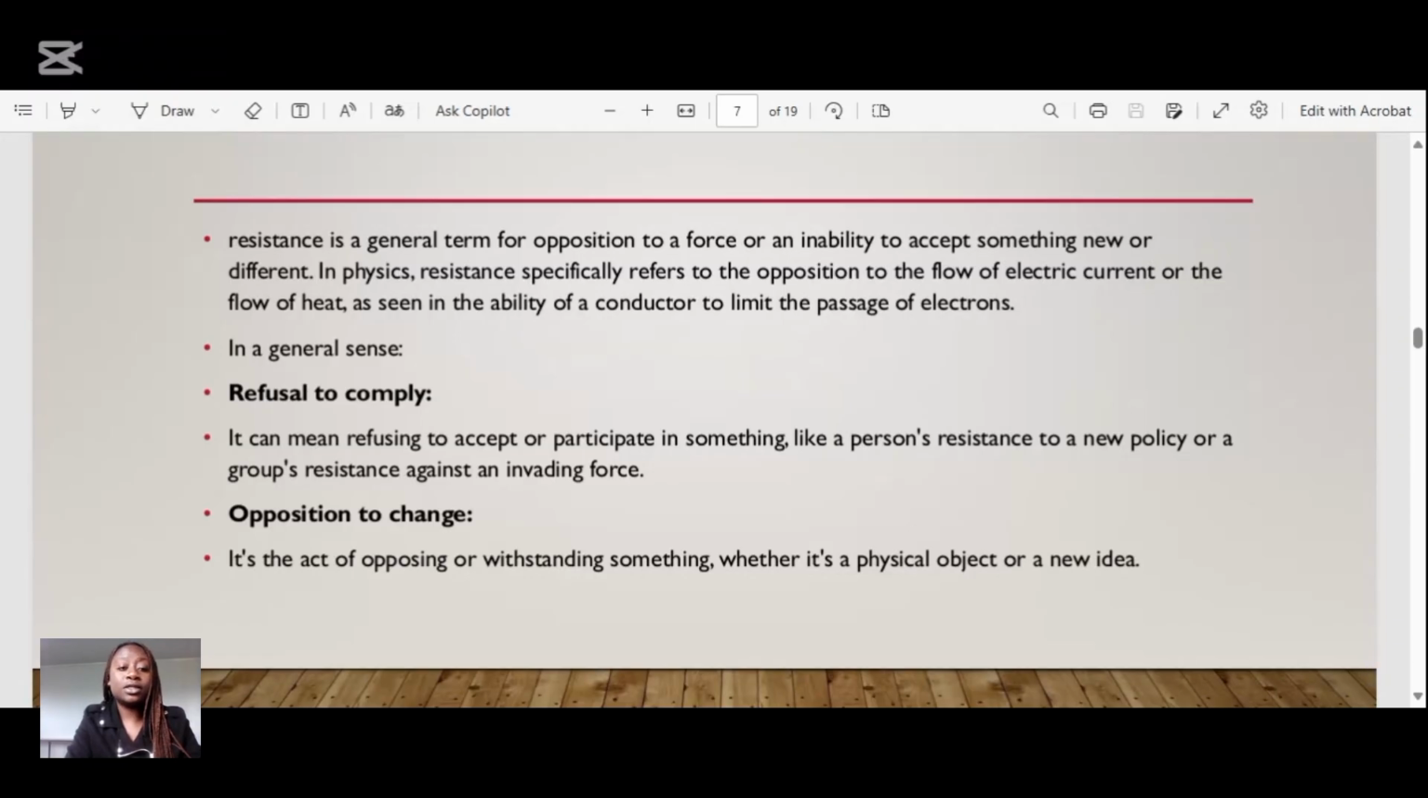In the general sense, it means refusal to comply. It means refusing to accept or participate in something, like a person resistant to a new policy, or a group of resistance against an invading force. Opposition to change is the act of opposing or withstanding something, whether it's physical or a new idea.